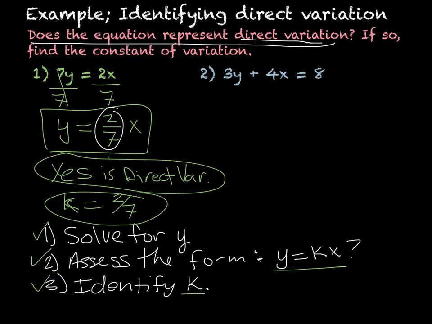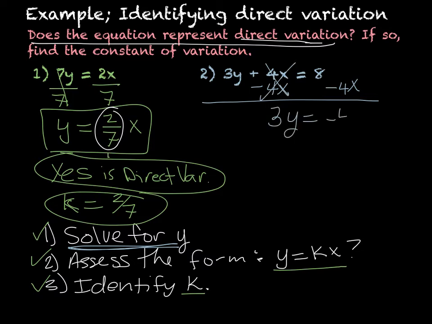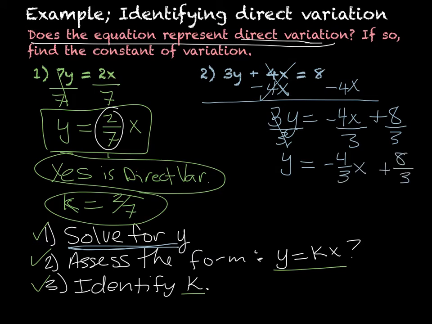For this next one, 3y plus 4x equals 8. So solve for y. When I solve for y, I'm going to subtract 4x to get that over to the other side. So 3y equals negative 4x plus 8. And then I have 3 times y, so I have to divide by 3. And y equals negative 4 over 3 x plus 8 over 3. Okay, so that is solved for y.